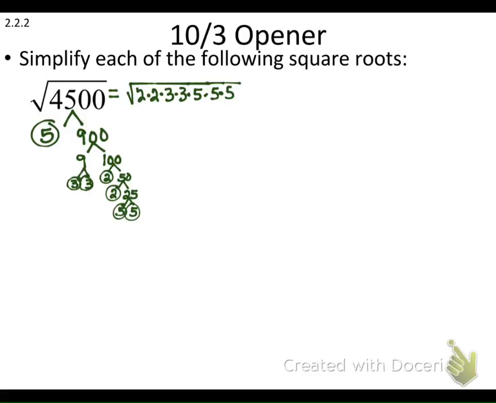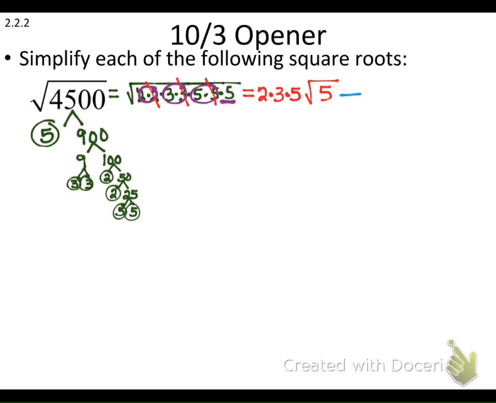So let's circle our pairs. So what's my first pair? 2 and 2, 3 and 3, and 3 and 3, and 5 and 5. So what's not a pair? 5. Okay. So now I'm going to write these factor pairs as a single number, my coefficient. So what's my coefficient going to be? 5 times 2 times 3 times 5. And then square root, and square root what? 5. Because we still have that 5 in there.